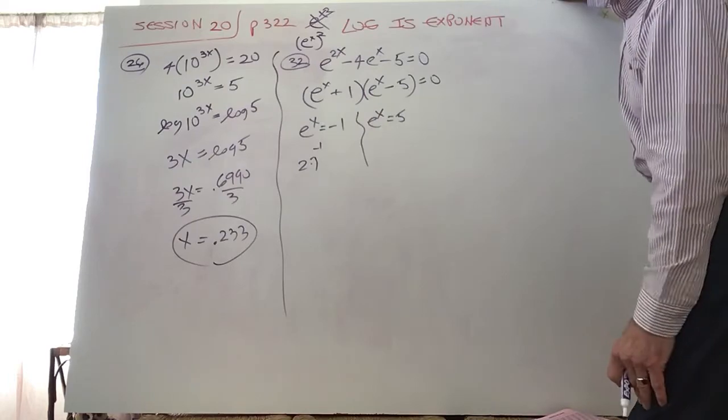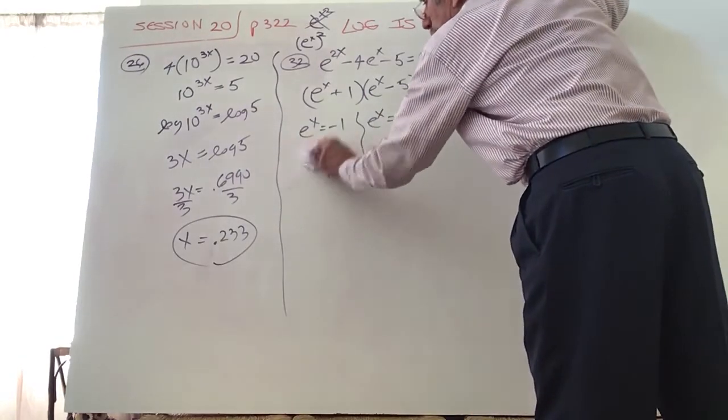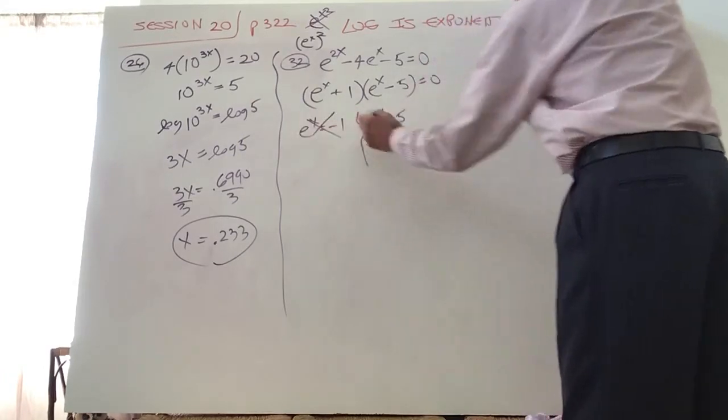There's no way I can get a negative number here with any exponent. So this is going to be eliminated here. We just cross that one and throw that one away. That's never going to work. e to the x is 5.